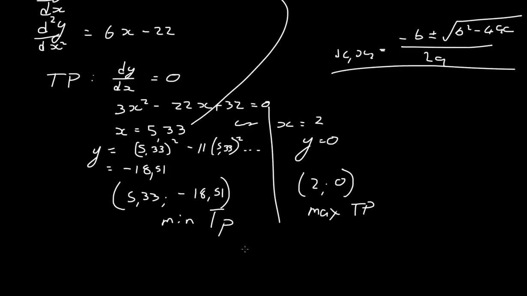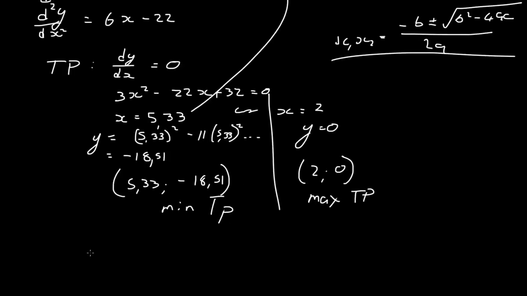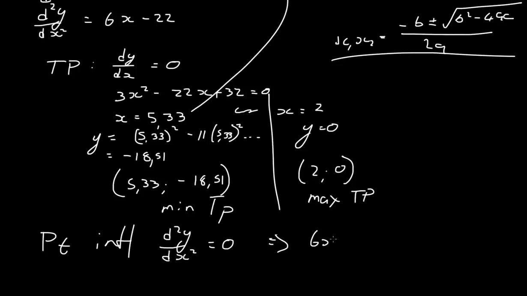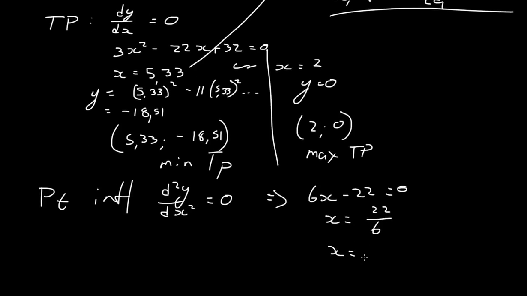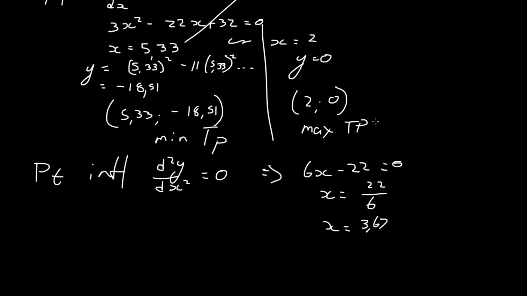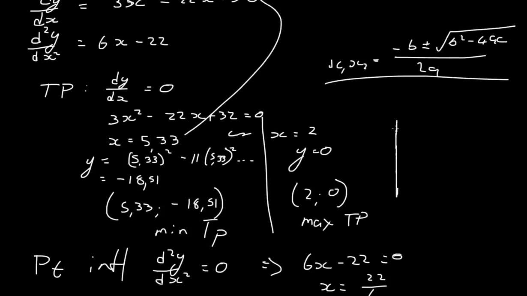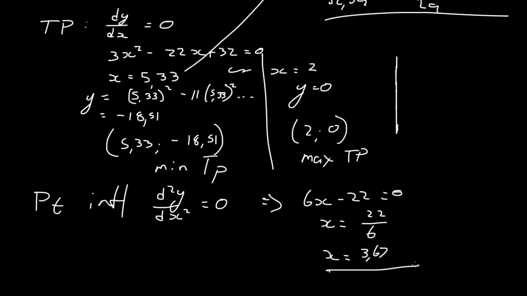They also say determine the point of inflection using the second derivative. For the point of inflection, let d squared y by dx squared equal 0. Therefore, 6x minus 22 equals 0, so x equals 22 over 6, which is 3.67. Then we substitute this x value into our original function to get the corresponding y value.